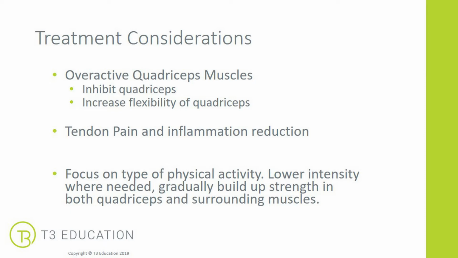In terms of other treatments, focusing on the types of physical activity is important. So lowering the intensity where is needed, but then also gradually building up strength in both quadriceps and also the surrounding muscles. So looking at hamstrings, glutes, and also the gastrocnemius as well.